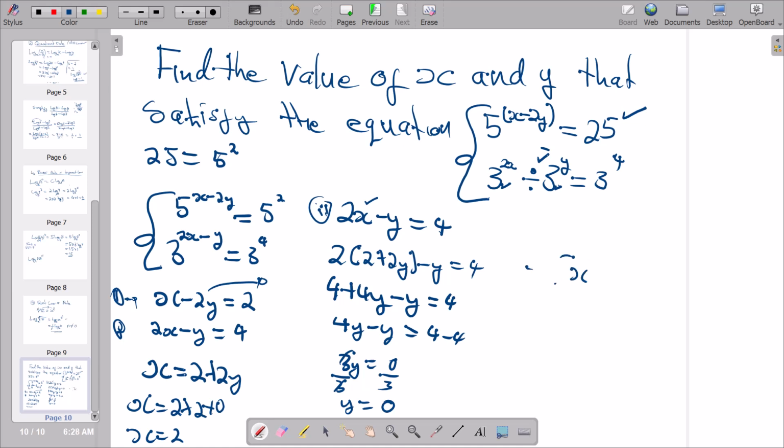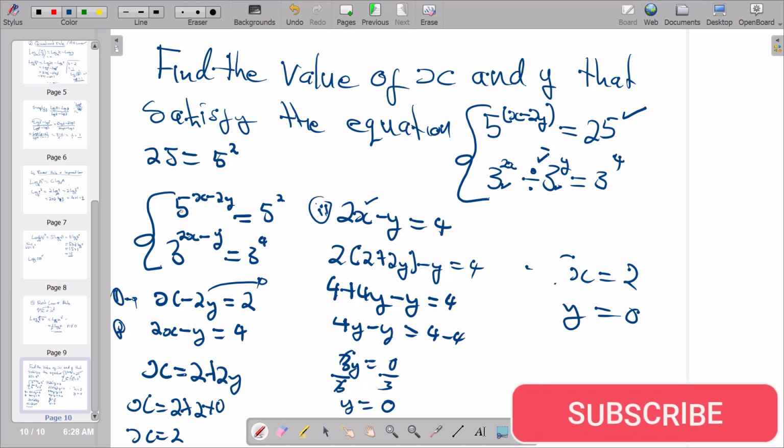The value of x is equal to 2. The value of y is equal to 0 for this equation. If you put 0 here, it will be 3 power 4. Same goes if you put 0 here, we get 5 power 2. That's how we can prove and check.